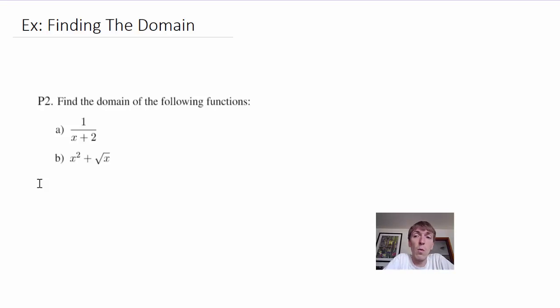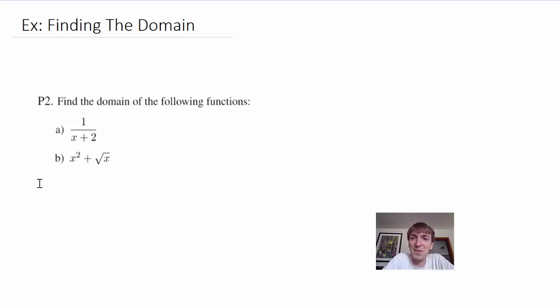Part A is the rule 1 over x plus 2. Okay, so my advice when you're solving domain problems is to think about what could go wrong. So when you're taking 1 divided by x plus 2, what could go wrong? Well, you could divide by 0. And when are you going to divide by 0? When x is equal to minus 2. So what you could do, if you're not sure how I got that, is you could set up the equation, denominator equal to 0, x plus 2 equals 0, and then solve for x, and you should get x equals minus 2. But for many of you, it's okay if you want to do this in your head. It's okay if you don't want to do this in your head.